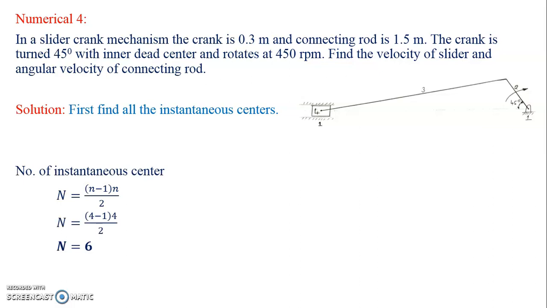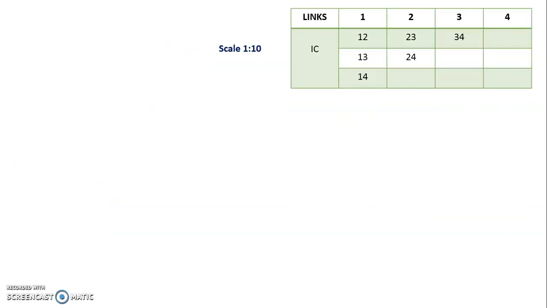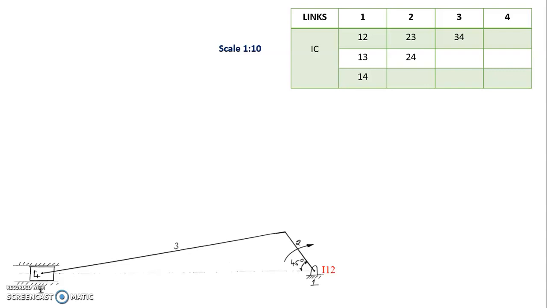We know that there are 4 links, hence instantaneous centers 6. Then make a list of all the instantaneous centers. Again, the scale factor I'm going to take 1:10, because there are huge numbers. Draw it and start identifying the instantaneous centers. 1, 2 comes here. Then 1, 3 you don't know. I1, 4 is at infinity. And then 2, 3 is where the 2 and 3 meet.